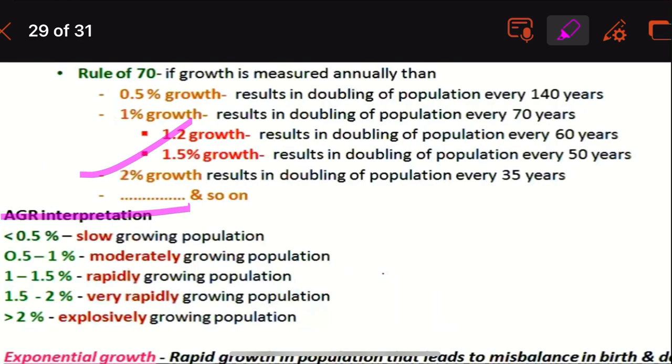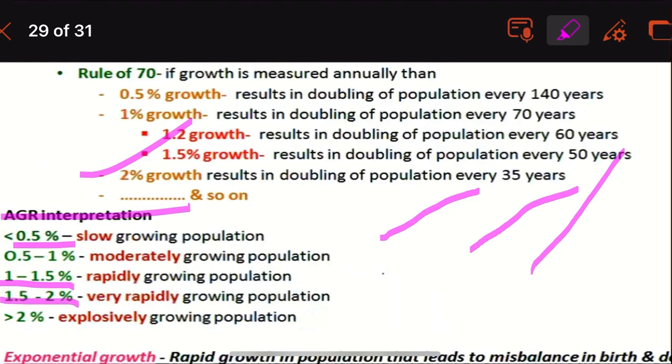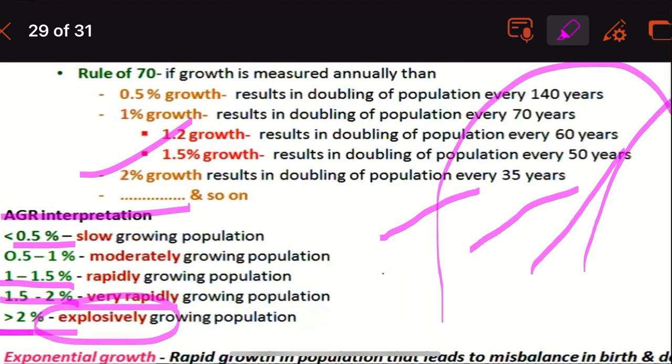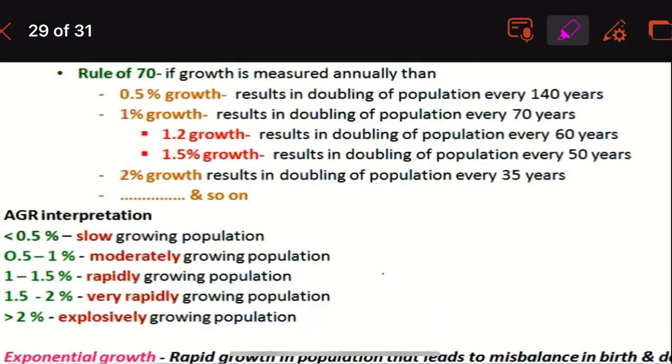Annual growth rate interpretation. If it is less than 0.5%, there is a slow growing population. If it is 0.5 to 1%, it is moderately growing. If it is 1 to 1.5%, it is rapidly growing. 1.5 to 2%, very rapidly growing. If it is more than 2%, it is an explosively growing population. The population is growing explosively.